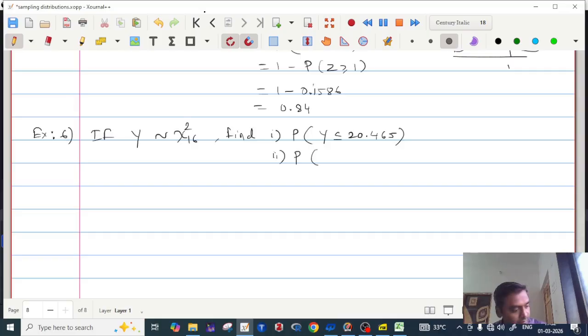Probability of 11.152 less than or equal to 26.96. Third is median. Okay.